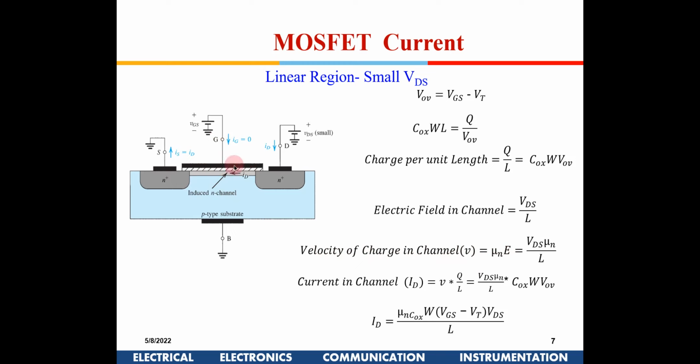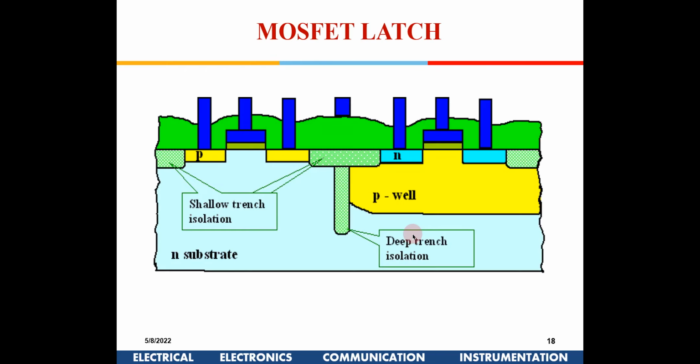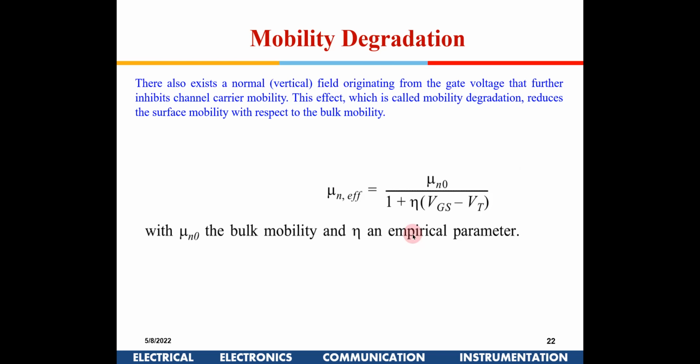In this case we neglected the vertical field which is available here. That is not a big issue in long channel devices, because the device lengths here are very large, so the electric field will be very weak. But now in the submicron technologies, because of the vertical field also, the mobility of the electrons gets affected.